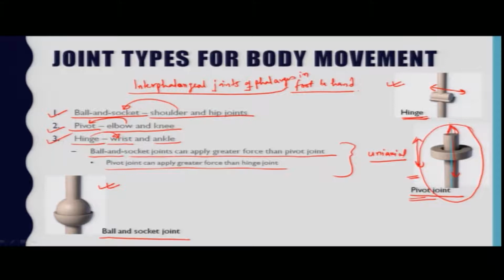There are other joints also, like the condylar joint, ellipsoidal joint, saddle joint, but in fact these are located in various parts of the body.